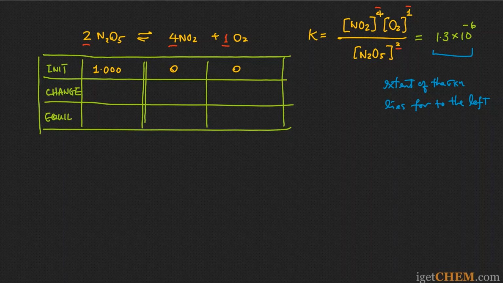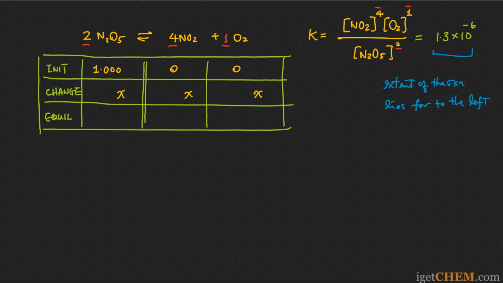Now, to calculate the actual equilibrium concentration, we need to figure out what change the system actually undergoes in order to come into equilibrium. And we don't actually know that change at this point, so we will have to represent that change using an unknown value x. So we'll just put x, x, and x.